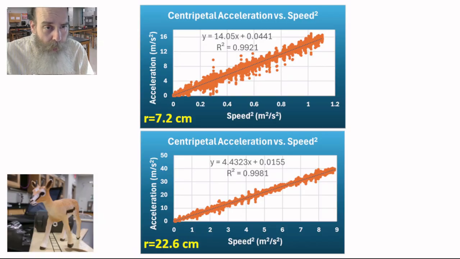Now, we want to see how centripetal acceleration depends on radius for a fixed value of speed. So we've decided to choose a speed of 1 meter per second, or speed squared of 1 meter squared per second squared, right here and right here. So we set speed squared to 1 in our best fit line and find out what the acceleration is.